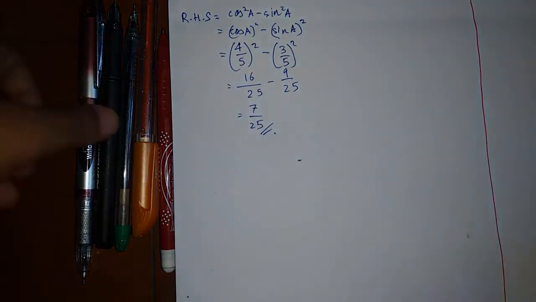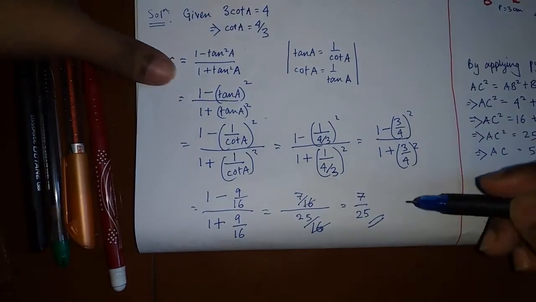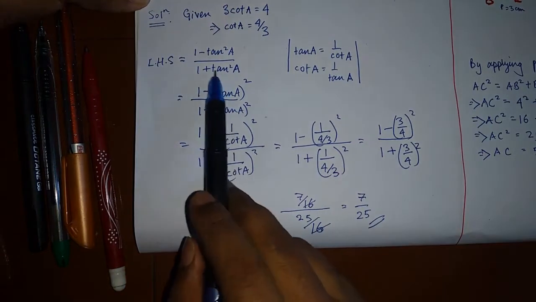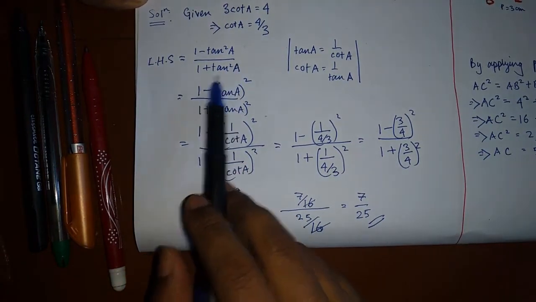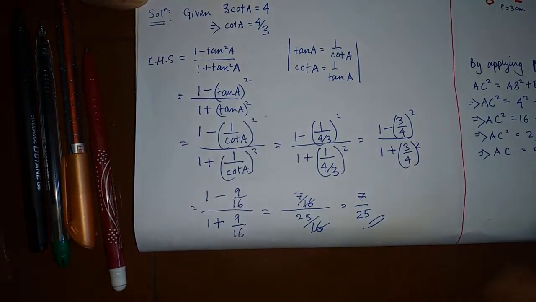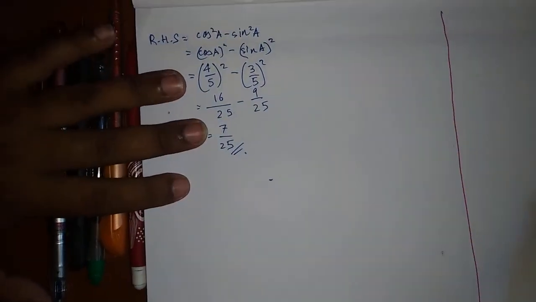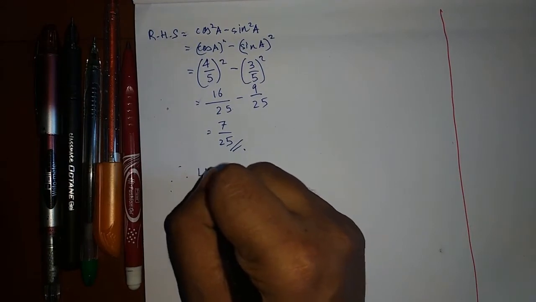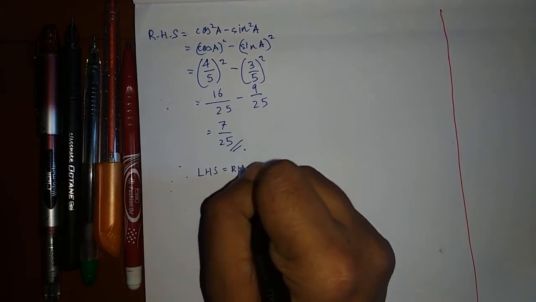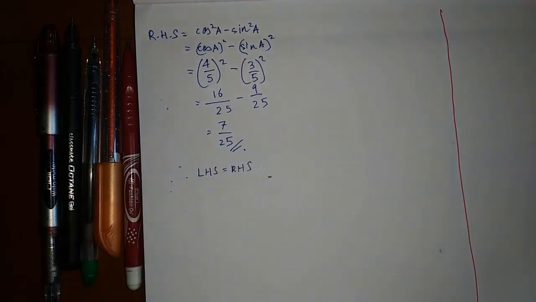Let's see if it matches with the left hand side or not. So we found the value of the expression 1 minus tan square A by 1 plus tan square A as 7 by 25. So it matches the left hand side. So therefore LHS is equal to RHS, and hence we prove the equation. Get it? Now let's move on to the last questions.